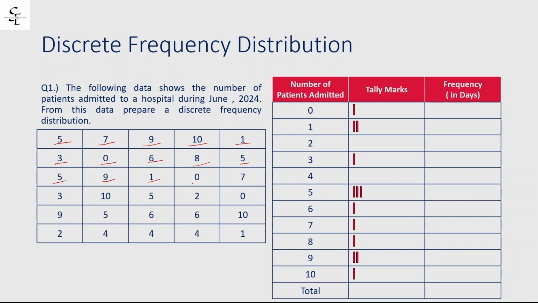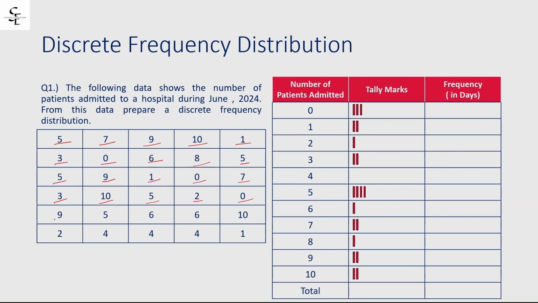The next value is 0, so we will put a tally mark against 0. The next value is 7, so we will put a tally mark against 7. The next value is 3, so we will put a tally mark against 3. The next value is 10, so we will put a tally mark against 10. The next value is 5, so we will put a tally mark against 5. The next value is 2, so we will put a tally mark against 2. The next value is 0, so we will put a tally mark against 0.